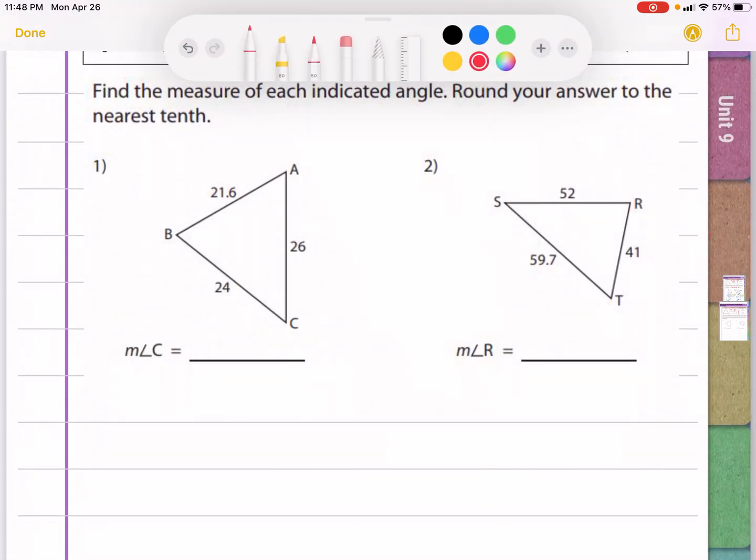So let's go ahead and write our formula down so we know what to plug into. So here in problem 1, they want the measure of angle C. So we want this angle. This is going to be my angle A, and then that goes across from little a. So B and C can be the other two sides. So A squared would be 21.6 squared. B squared would be 24 squared. And then C squared would be 26 squared.